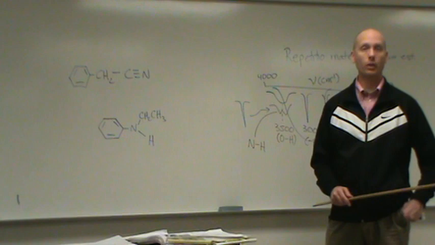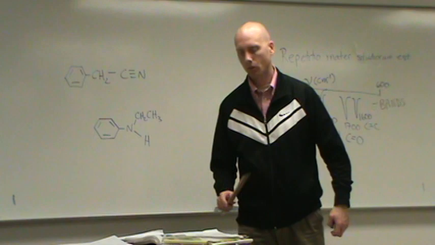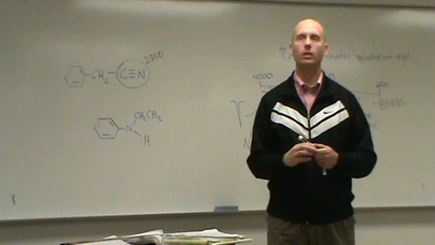What else is this one given? C double bond C. The C double bond Cs. And then, of course, the CHs there. Okay? So here you saw this nitrile group stick out at 2200. Like a sore thumb.